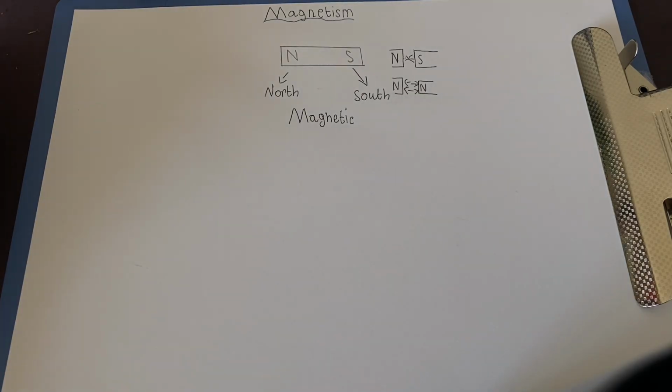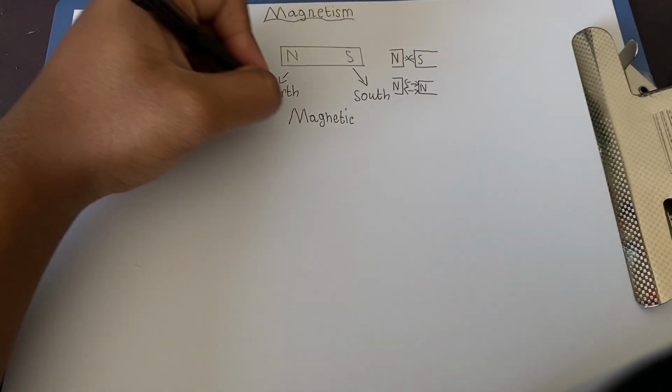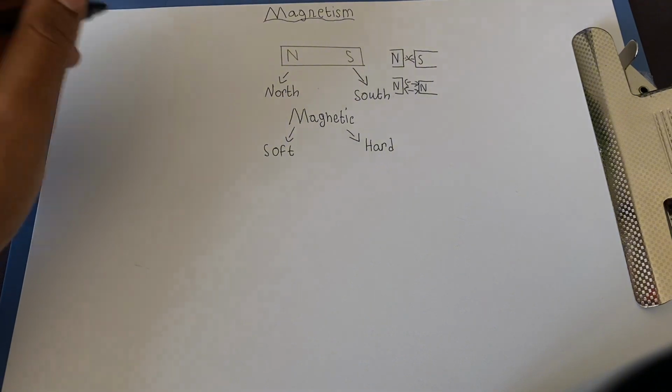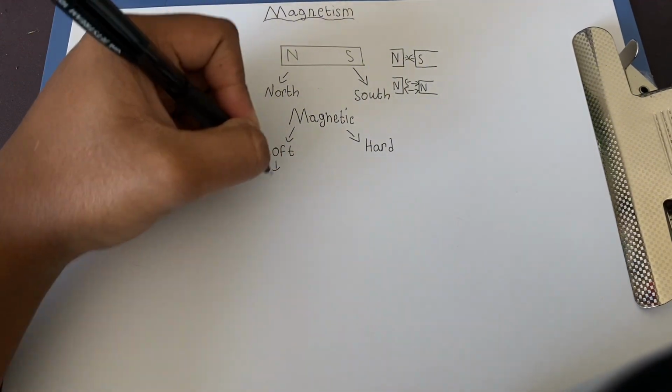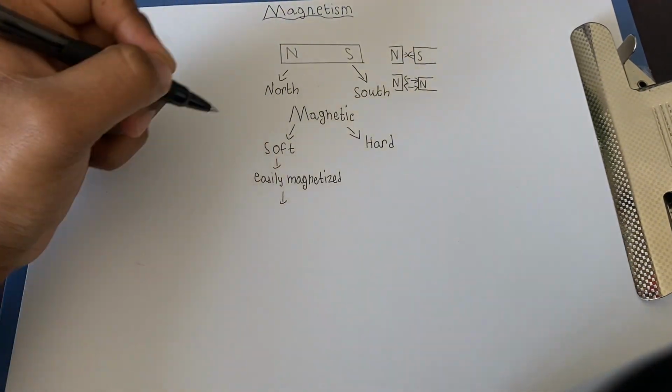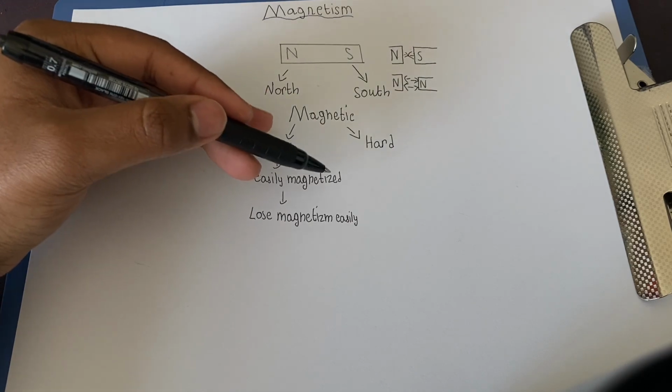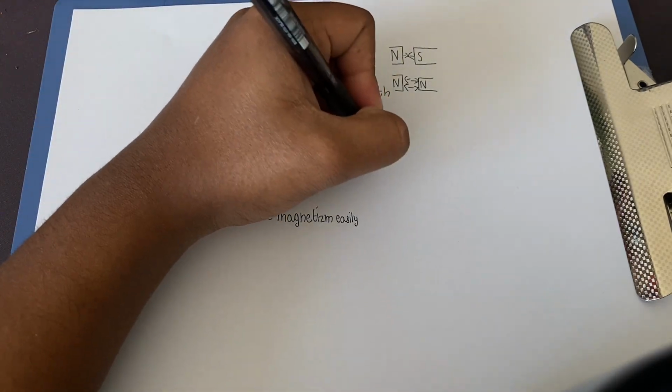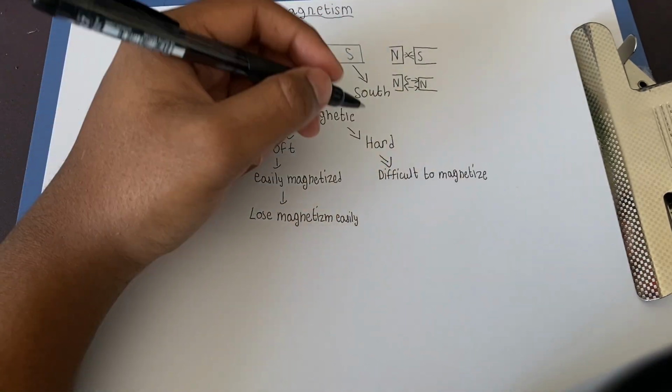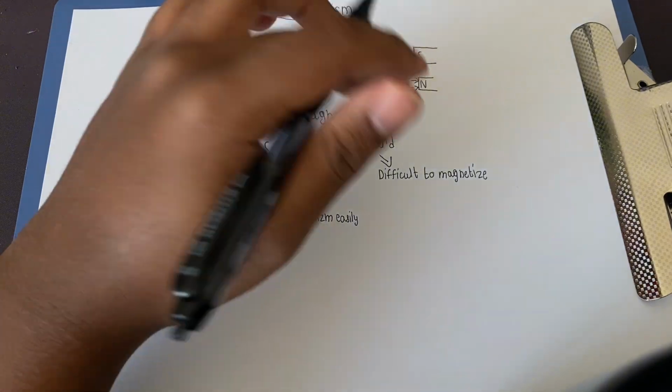Let's differentiate magnetic materials into two types, soft and hard. The soft magnetic materials can be easily magnetized. They will lose their magnetism easily also. Hard magnetic materials are just the opposite. They are difficult to magnetize and do not lose their magnetism easily. They're also known as permanently magnetized.